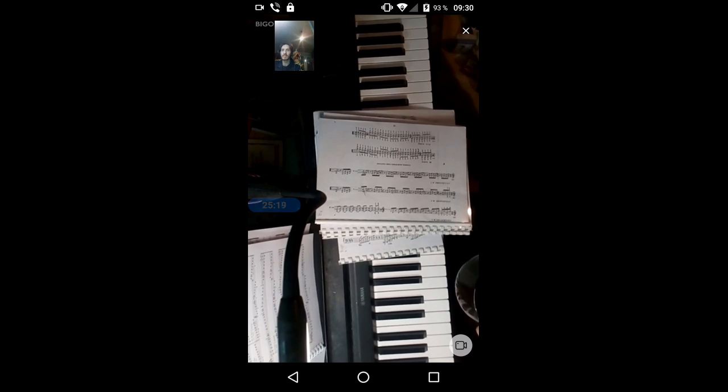Pentatonic. The seventh note of a natural minor scale is called the subtonic, and the seventh note of a harmonic minor scale is called the leading tone. 1, 2, 3, 4, 5. So that's 5 scale degrees we learned.